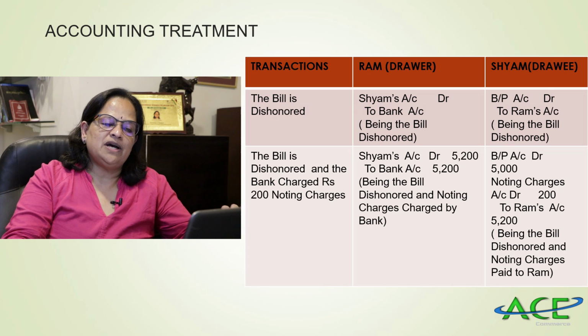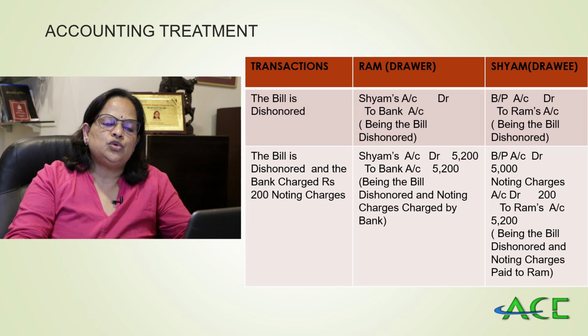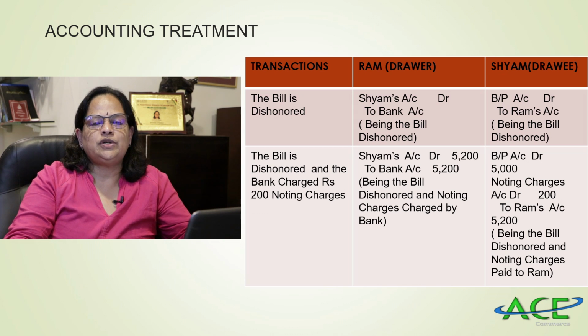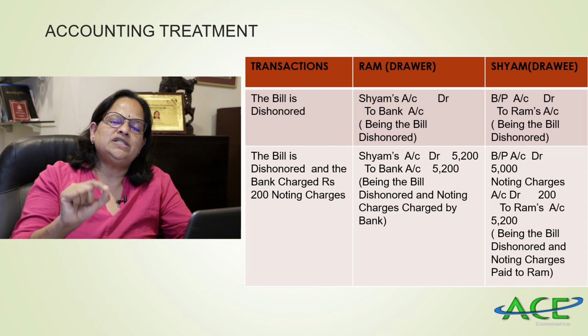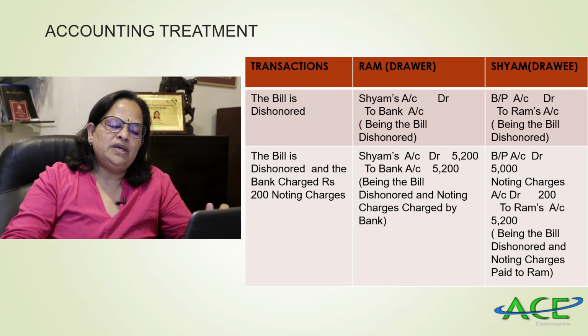Now in the books of Shyam, bills payable account debit 5,000, noting charges account debit 200 to Ram's account 5,200. Ram will collect the amount of the bill 5,000 plus noting charges 200 from Shyam. So being the bill dishonored and noting charges paid to Ram.